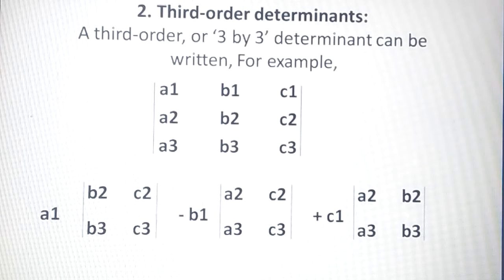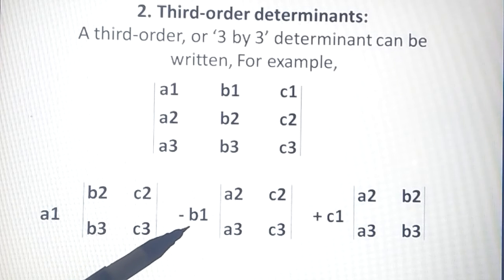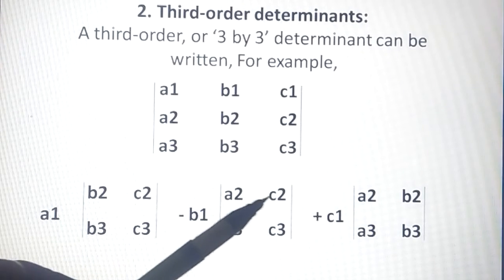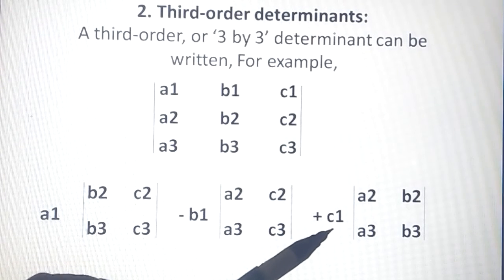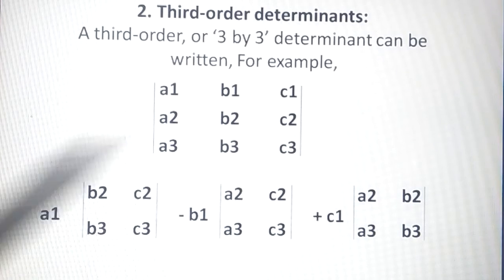Third order determinants. We have a 3 by 3 matrix. In this third order determinant, the signs are given alternately. So, we have plus, minus, plus. In this example, we know that A1 into bracket B2 C2, B3 C3, minus B1 because of alternate signs, A2 C2, A3 C3. Now alternate sign plus C1, A2 B2, A3 B3.